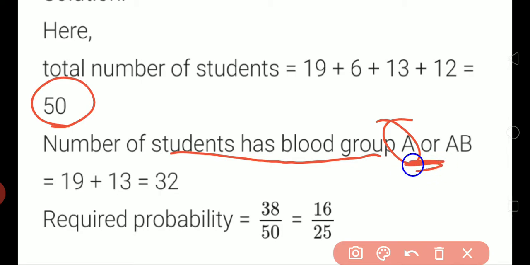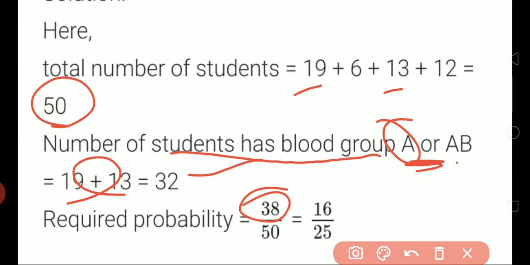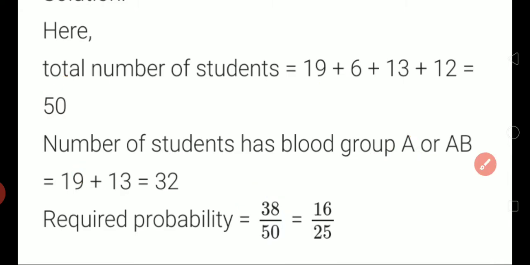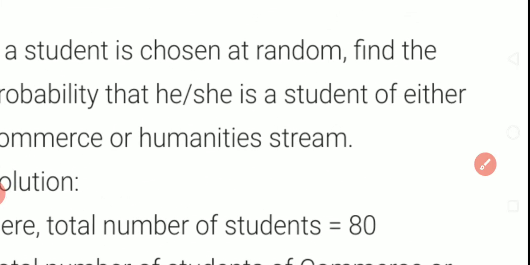We have been given OR, so for the OR condition we have to add A and AB. For A and AB, the total is 32, so the required probability is 32 by 50. This is wrongly given as 38, so this is 32 by 50. Clear? So let us start question number 2.